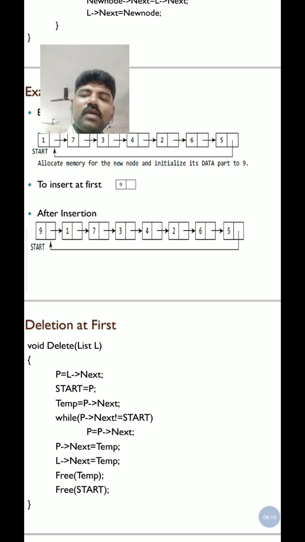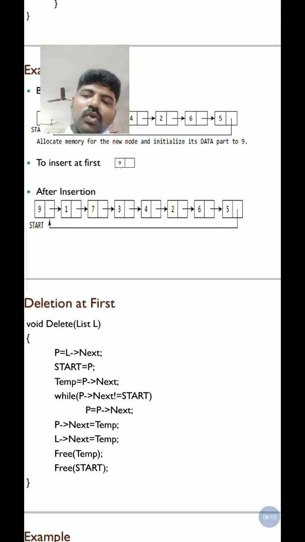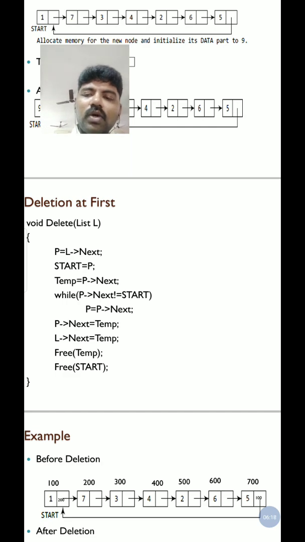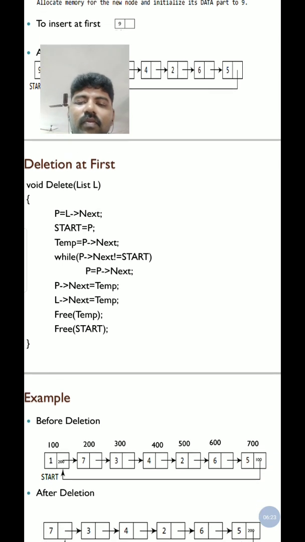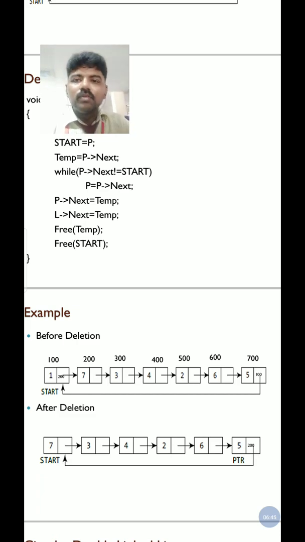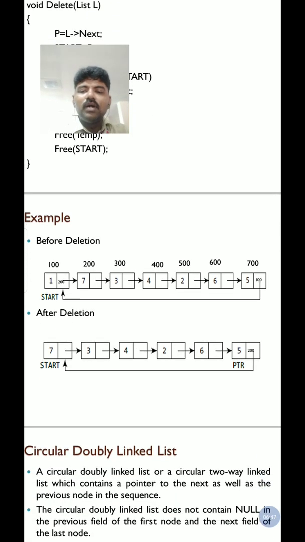Next one is deletion at first. The deletion operation is also quite a simple operation. Once you delete, you have to make some changes in the pointer field. For example, this list usually contains 7 elements. Here I am going to delete the element 1. Once 1 has been deleted, you just have to change the address field of 5. The address field of the last element 5 should now point to the address of node 7. That is the one change you have to make to perform the deletion operation.